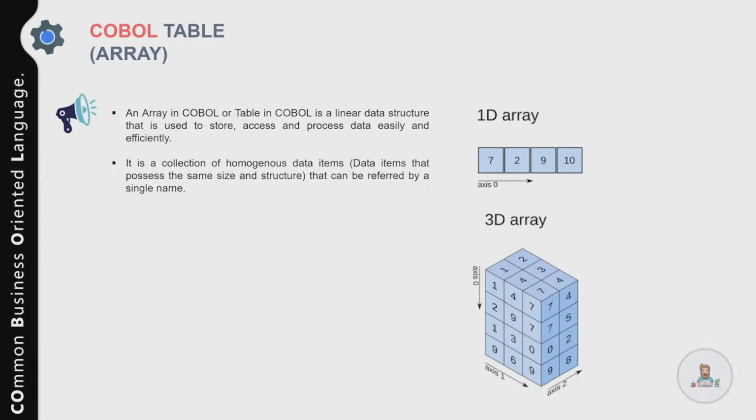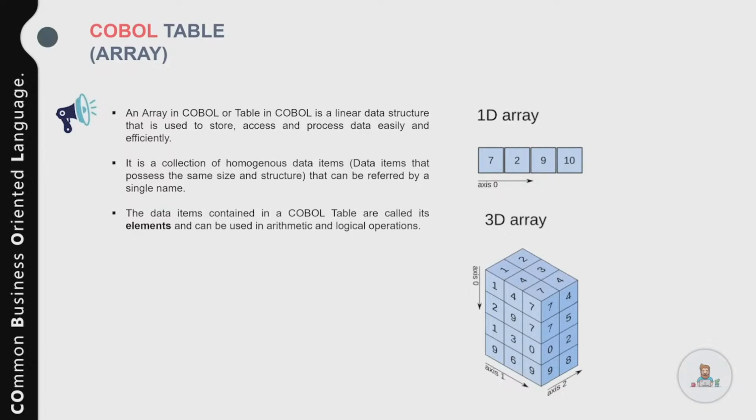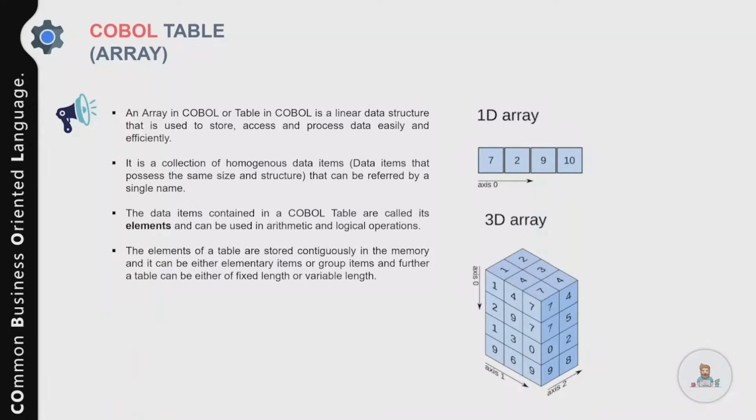So by definition, an array in COBOL, or table in COBOL, is a linear data structure that is used to store, access, and process data easily and efficiently. It is a collection of homogeneous data that can be referred to by a single name.